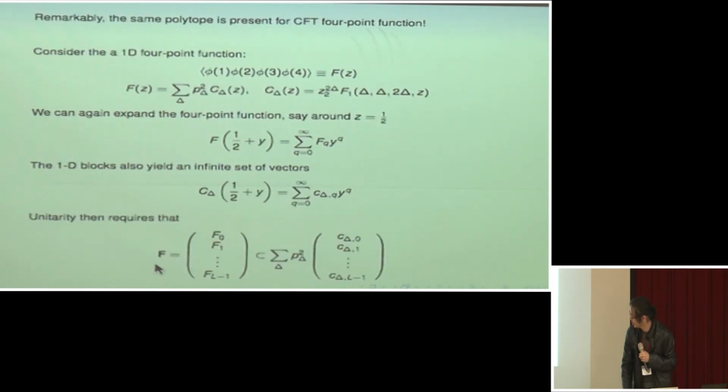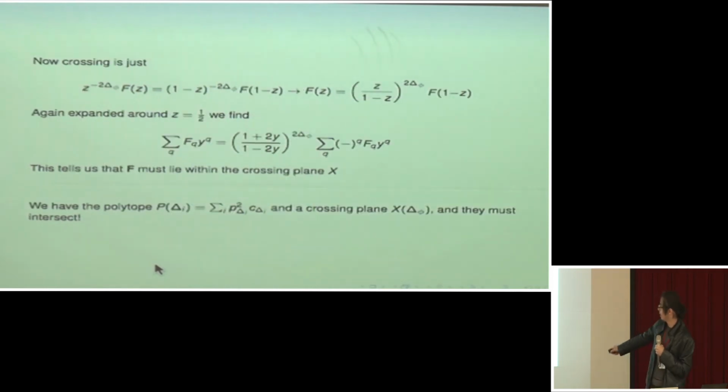The block vectors. And basically the 4-point function is inside this convex hull of these block vectors. Furthermore, we have a crossing plane. And so a consistent CFT is basically the requirement that the crossing plane has to intersect this polytope. The crossing plane is determined by the conformal dimension of the external operators, because this is a crossing equation. The polytope is determined by the conformal dimension of the internal primary operators. So this is a constraint that is playing between the spectrum of your theory and what is on the outside.